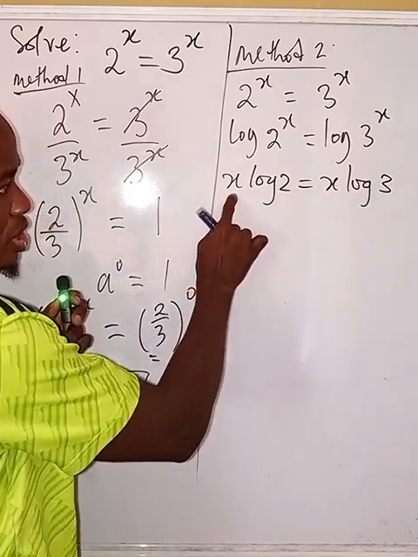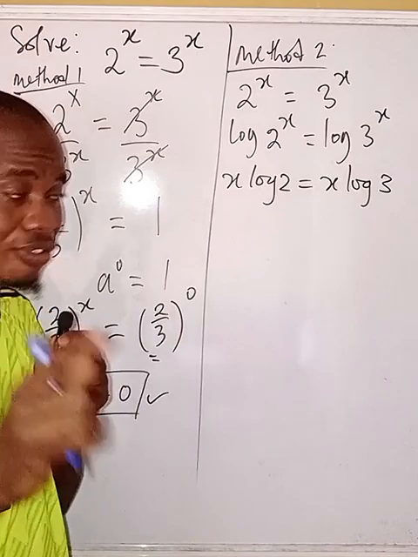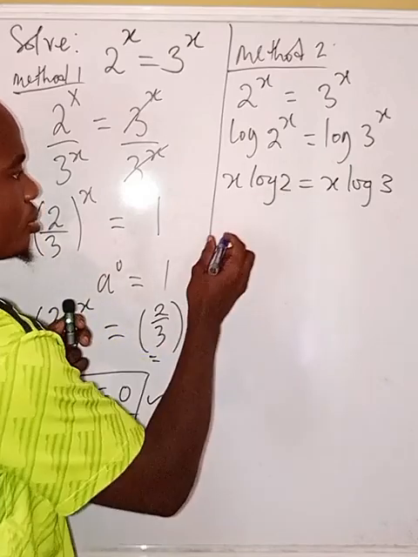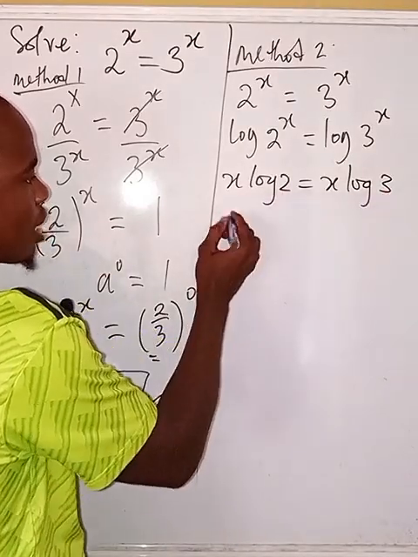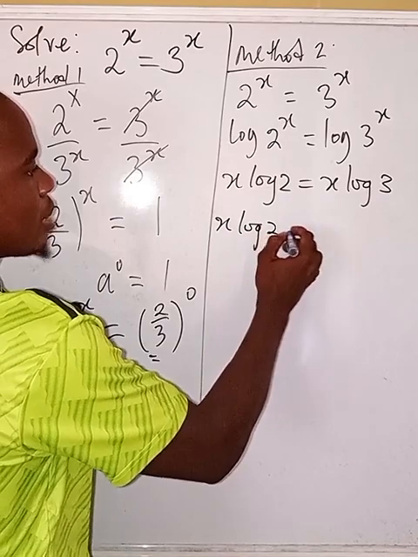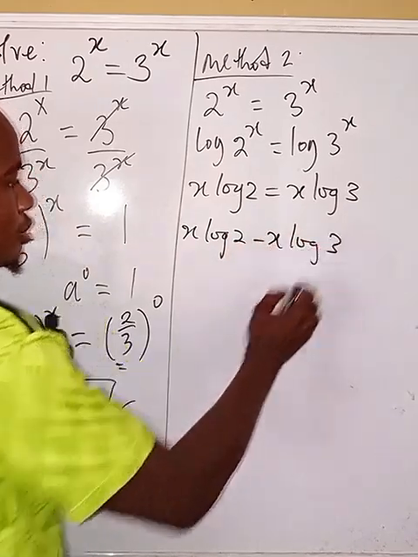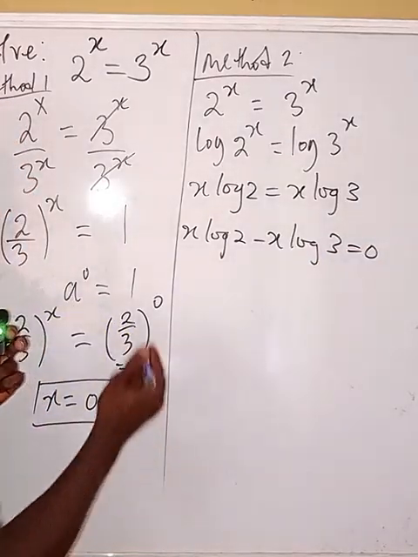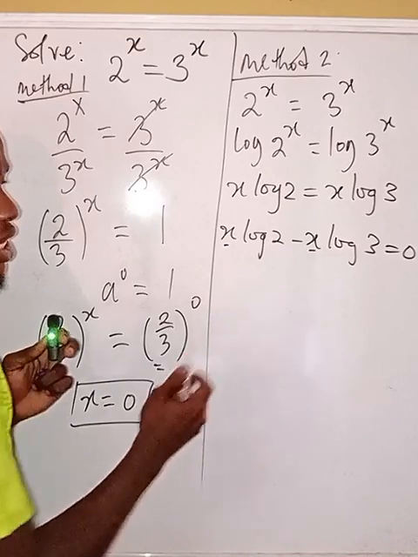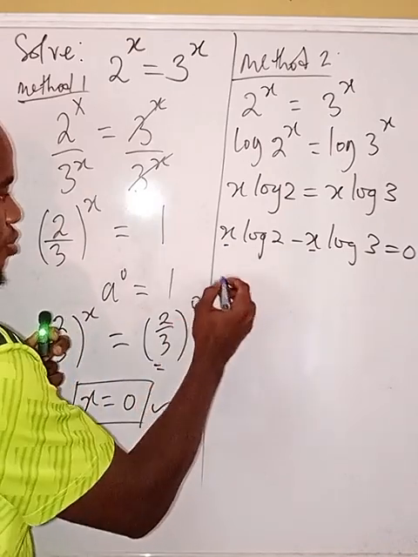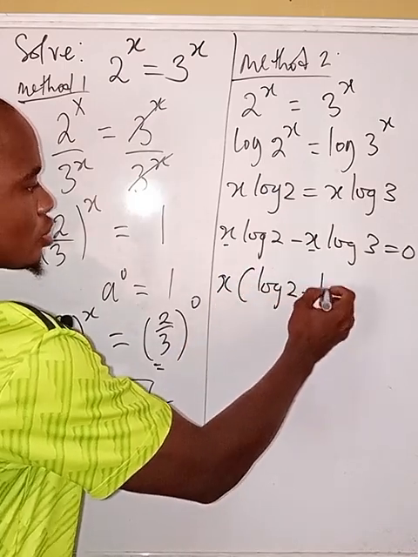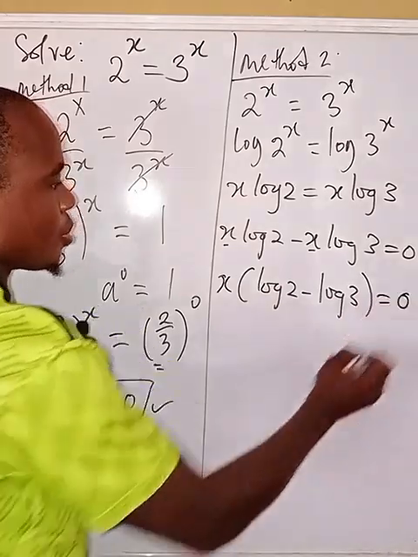But don't make the mistake of cancelling out the x, because it's the variable we are looking for. So therefore, you transpose this to this side, and we have x log 2 minus x log 3 equals 0. Now we have x there and x there, it means x is common. So we factorize x, and we have x times log 2 minus log 3 equals 0.